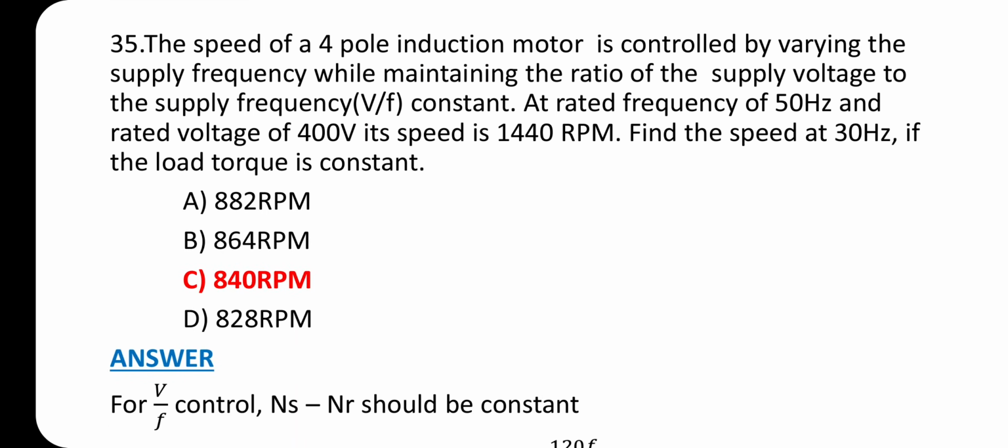Question number 35. The speed of a 4-pole induction motor is controlled by varying the supply frequency while maintaining the ratio of the supply voltage to the supply frequency, V by F, constant.